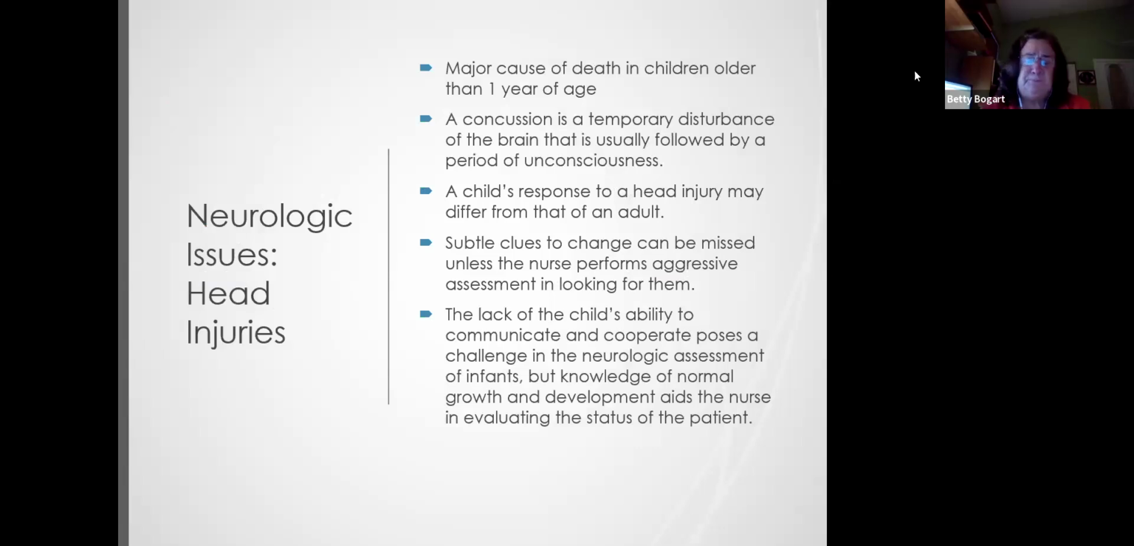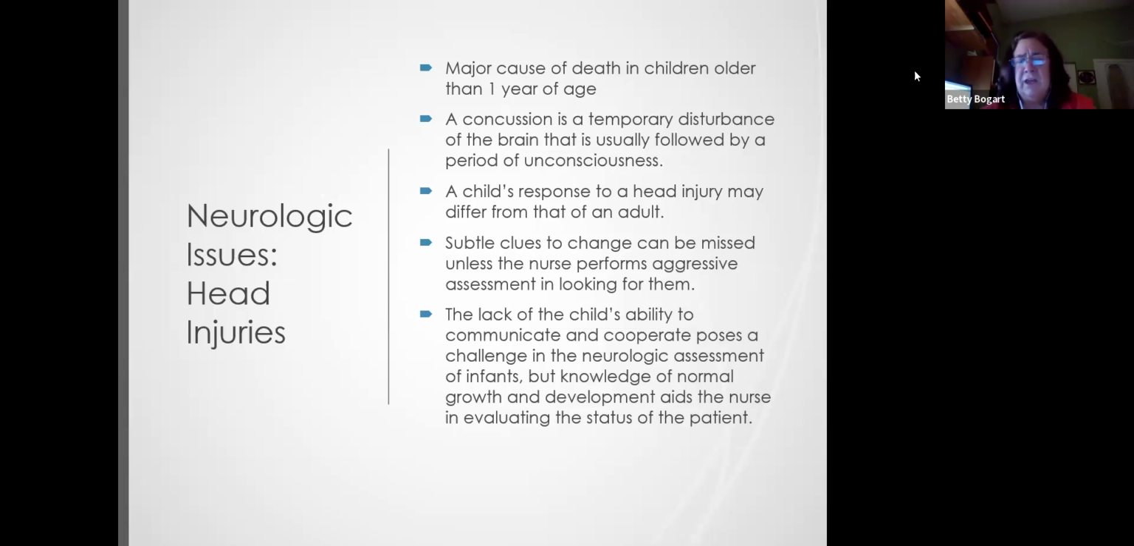So, head injuries. What do kids do? They get on top of the couch, they jump, they miss, they fall on the floor, and they bop their head. I mean, probably the most common of head injuries, or they're up on the changing table, they roll off, fall on the floor, right on their head. These are common occurrences that I've seen in many children of many different ages.